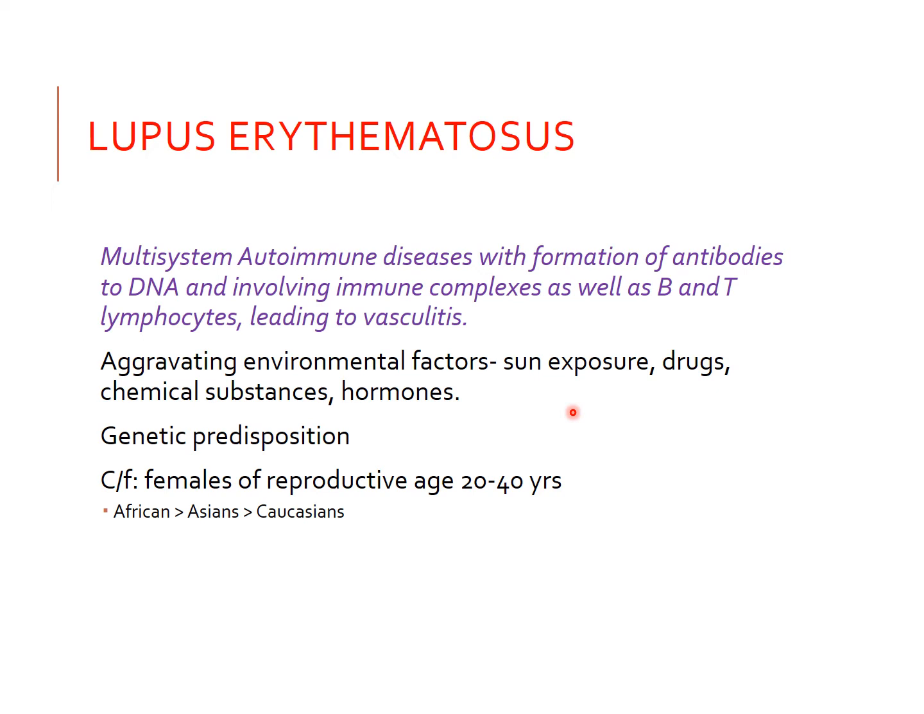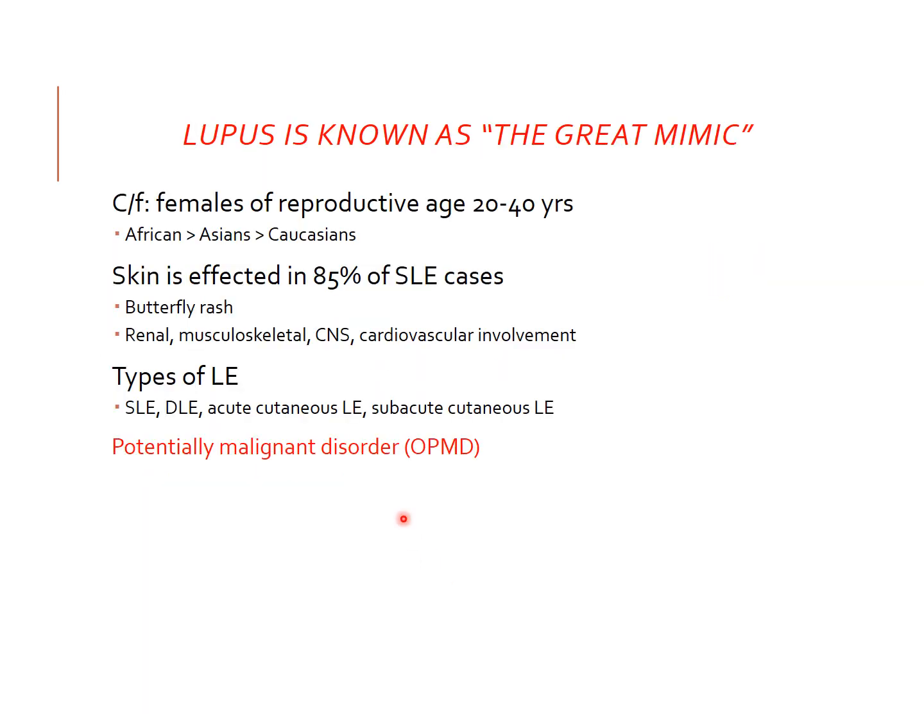There are various factors which aggravate lupus erythematosus, and those are environmental factors such as sun exposure, some drugs, chemical substances, and hormones. There is genetic predisposition, and generally females of reproductive age, that's 20 to 40-year-olds, are affected. The African race is more affected than Asians and Caucasians. So, lupus is also known as a great mimic because it tends to manifest features which could be similar to many other diseases. I've just covered this before.